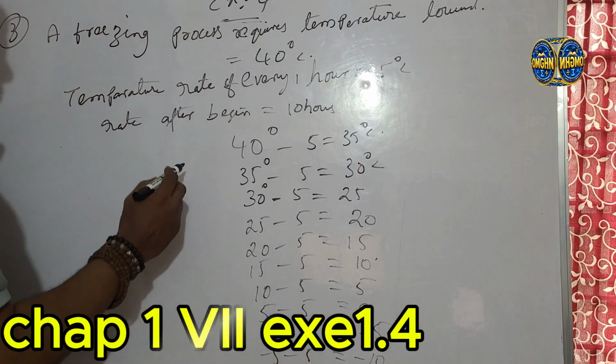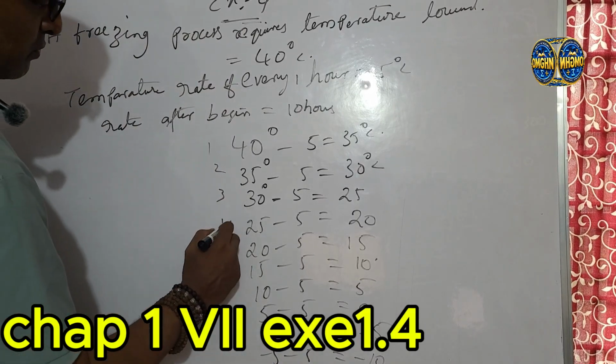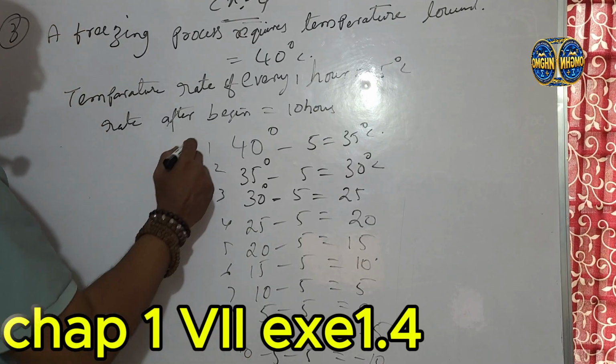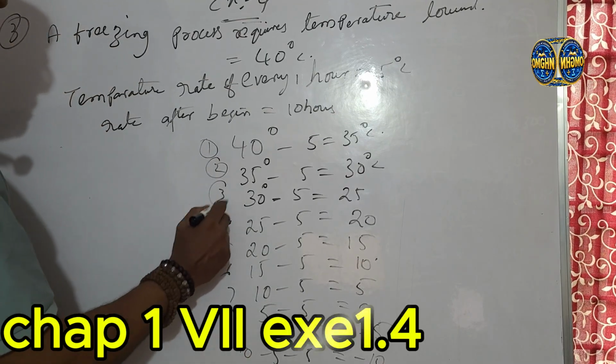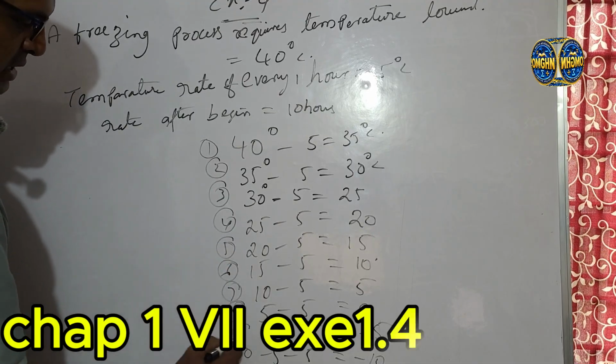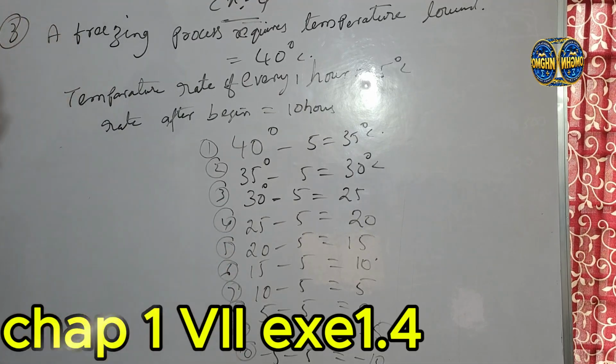Now count it. 1, 2, 3, 4, 5, 6, 7, 8, 9, 10. This is 1 hour, 2 hours, 3 hours, 4, 5, 6, 7, 8, 9, 10. That is for 10 hours. We are getting the answer as minus 10.